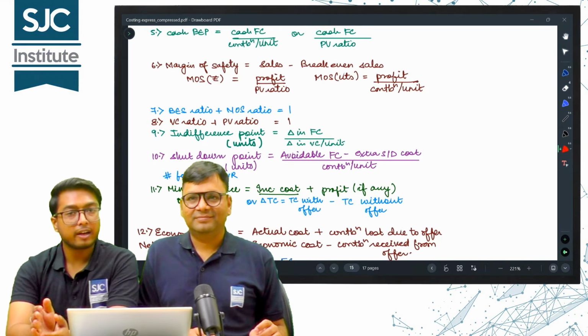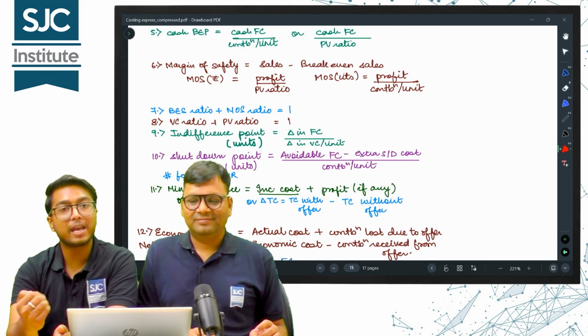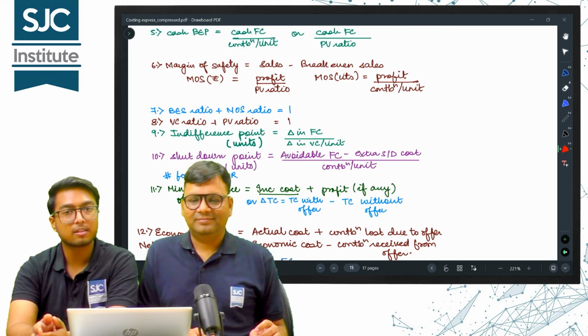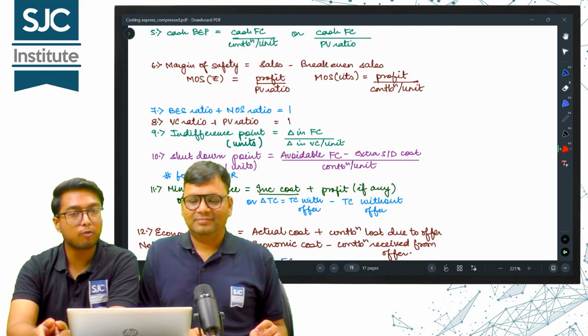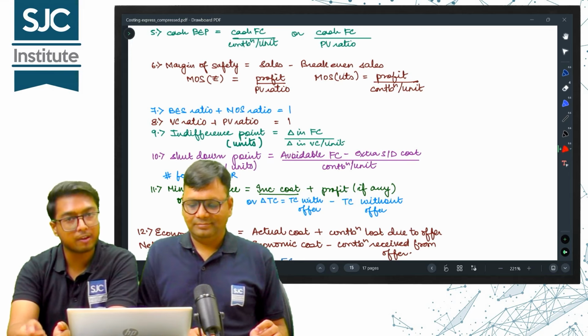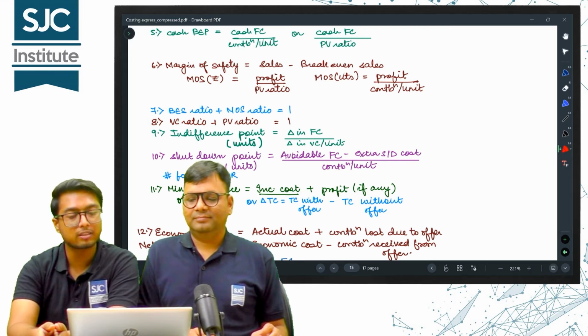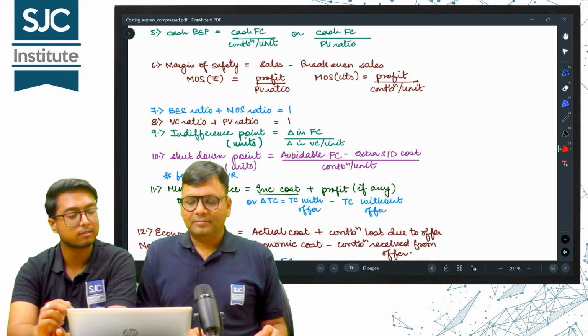Margin of safety. It is the amount of sales that we do over the break-even sales. The formula here is sales minus break-even sales, and if we want in rupees, the formula is profit upon PV ratio. If we want in units, the formula is profit divided by contribution per unit.